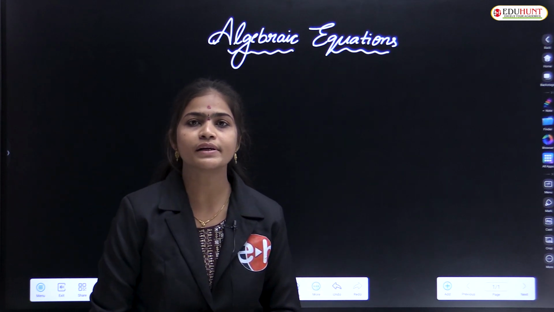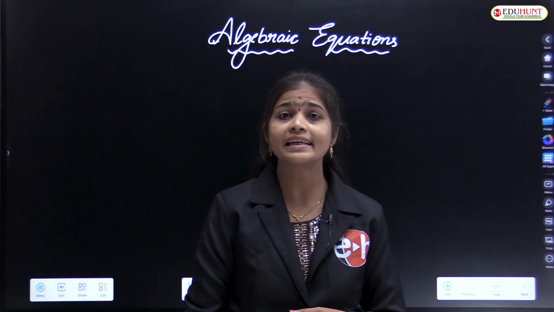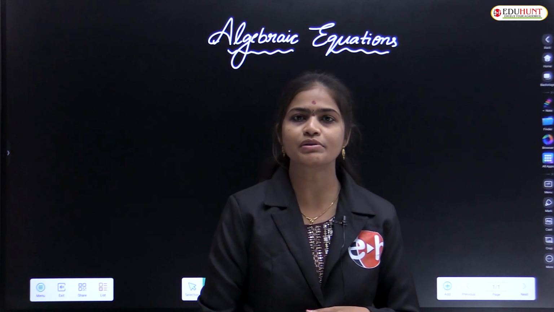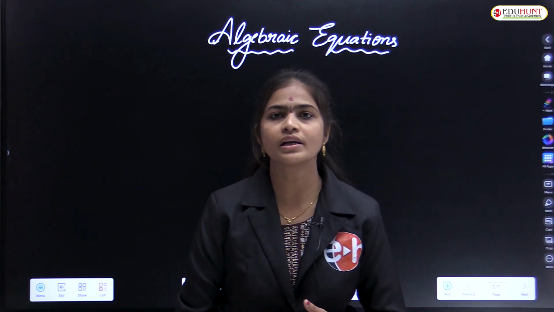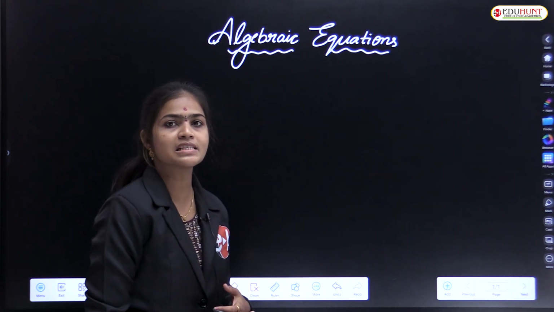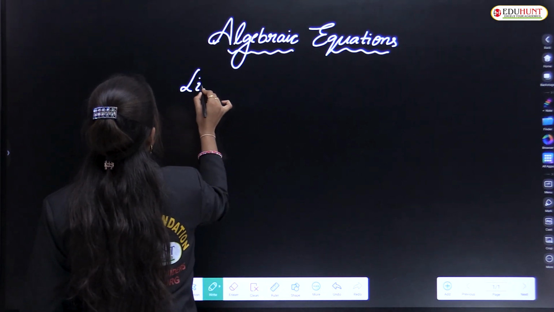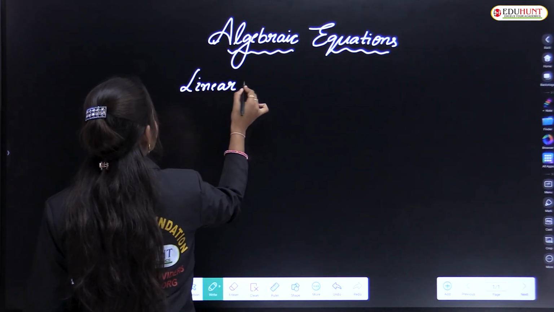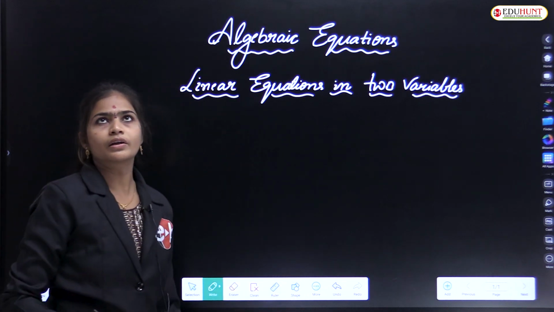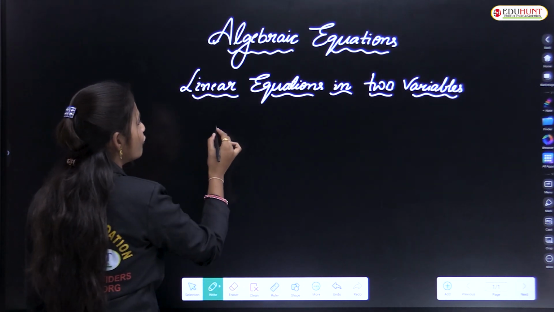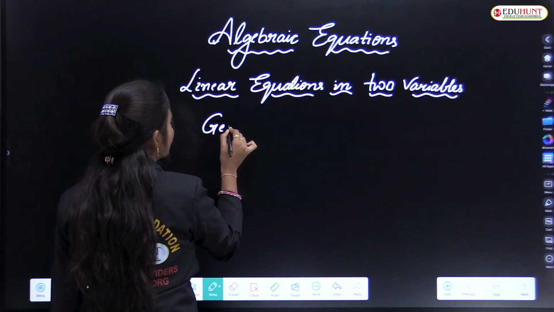So now in this video we are going to discuss linear equations in two variables. Simple equations means linear equations in one variable, right? So here, linear equations in two variables we will discuss in this video. Okay? Linear equations. Okay, so linear equations in two variables means the general form of a linear equation in two variables.